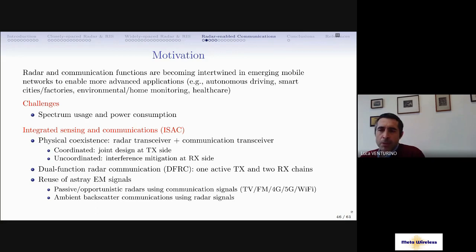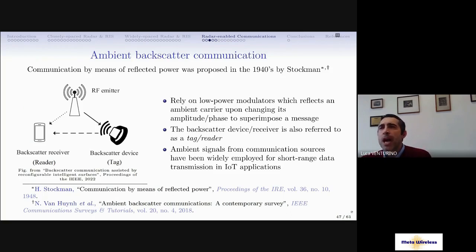And in this final part of this talk, I want to discuss with you the ambient backscatter communication philosophy using radar signals. So, a few words about ambient backscatter communication. Actually, this idea is quite old. It dates back to the 40s, and it's an idea put forward by Stockman. The idea is to use a low-power modulator to reflect an ambient carrier, upon changing some parameters of this carrier, like, for example, the amplitude or the phase, to superimpose a message. In the context of ambient backscatter communication, the backscatter device is usually referred to as a tag, while the backscatter receiver is usually referred to as a reader.